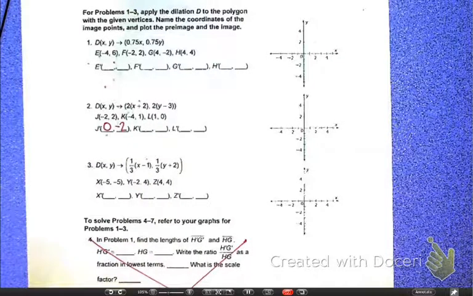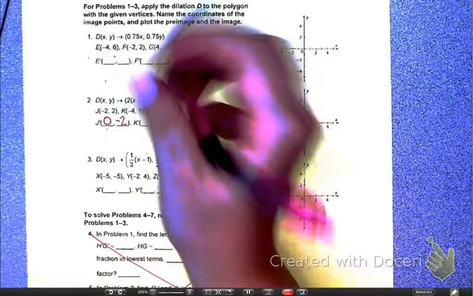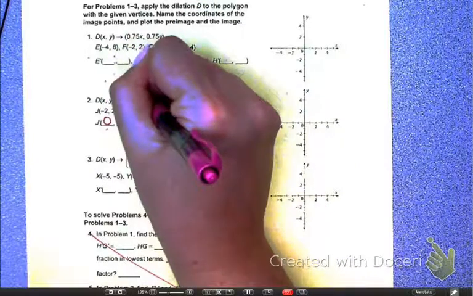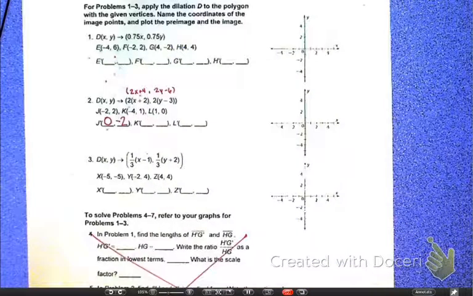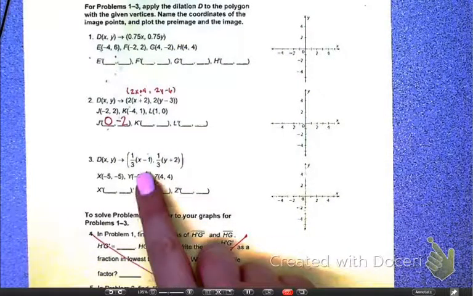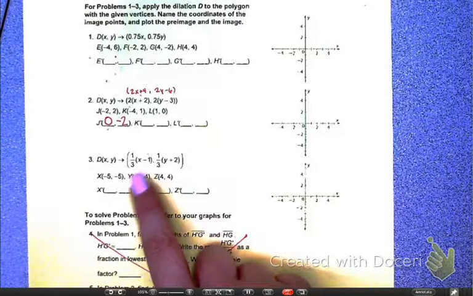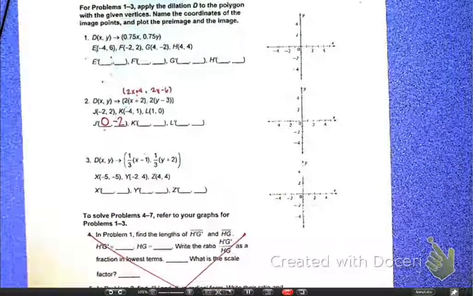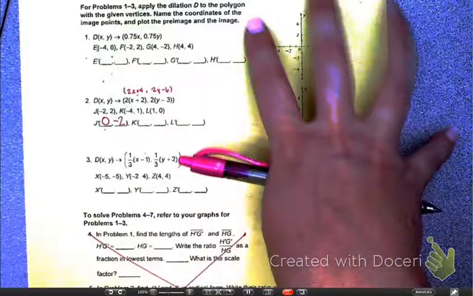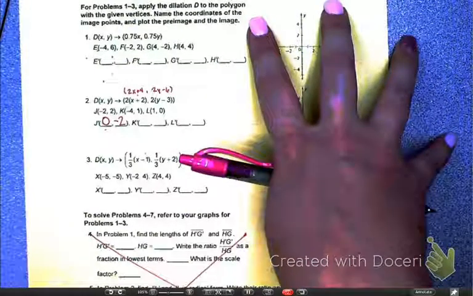You can distribute if that's easier for you. So if you'd rather have it say 2x plus 4 and 2y minus 6, I'm okay with that. I wouldn't do that necessarily for number 3, because then you have double fractions, where if you just plug it in, you might be able to divide and still get a nice number. Okay? But either way is fine. Questions on what you need to do for homework? Okay.